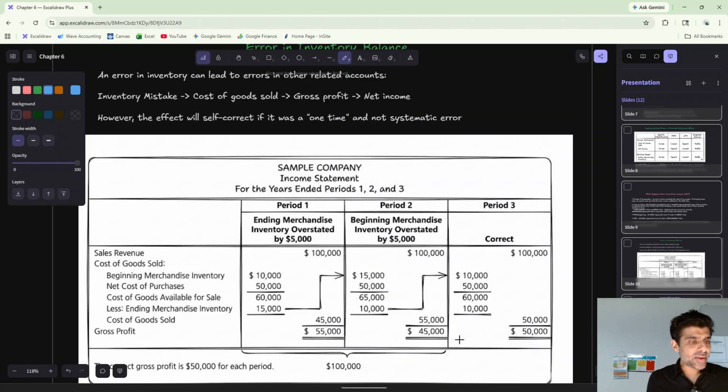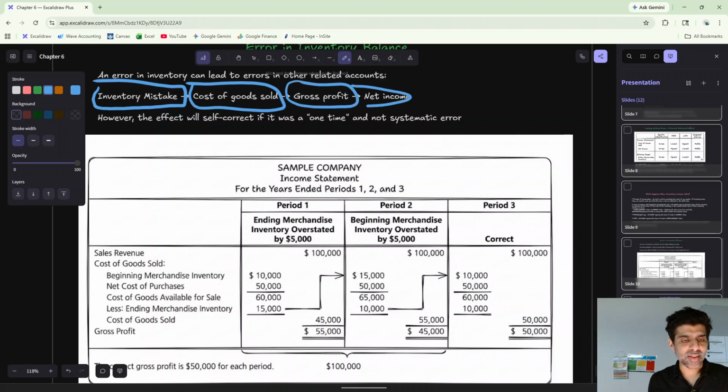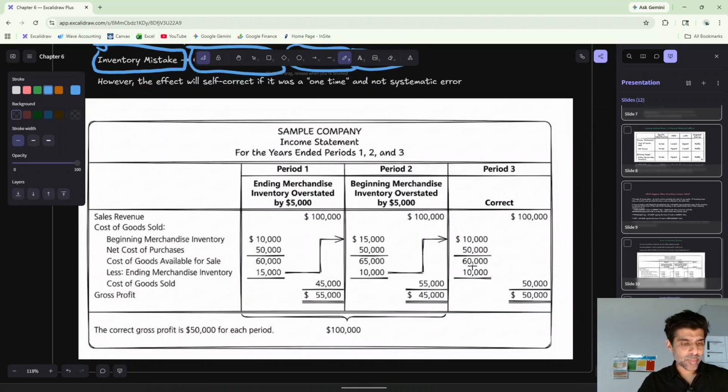If there's a mistake in your count of inventory, that's going to affect your cost of goods sold, which is going to affect your gross profit, which is going to affect your net income. So if the mistake is not systemic, meaning it was a one-time mistake, you went in and counted wrong, it will actually fix itself over a number of periods. So let's just follow this example and see.